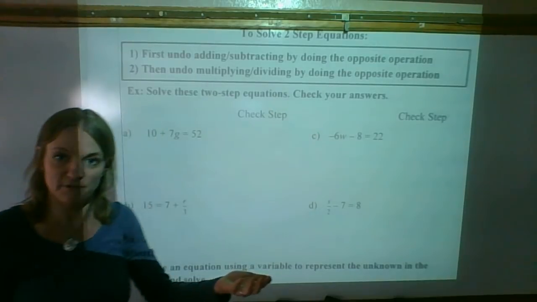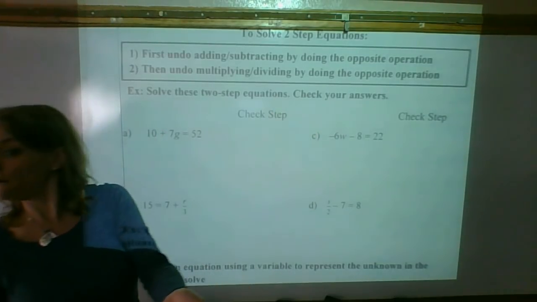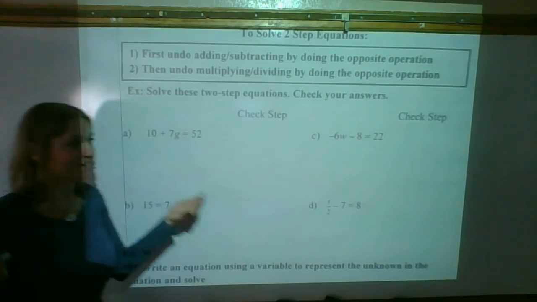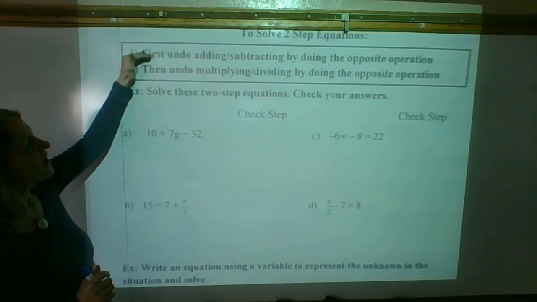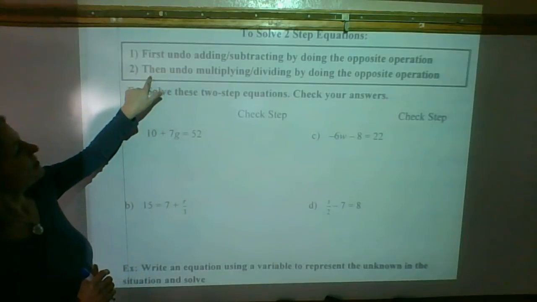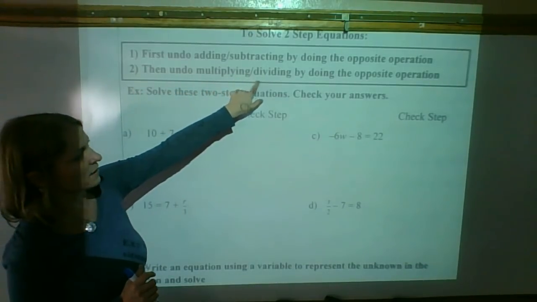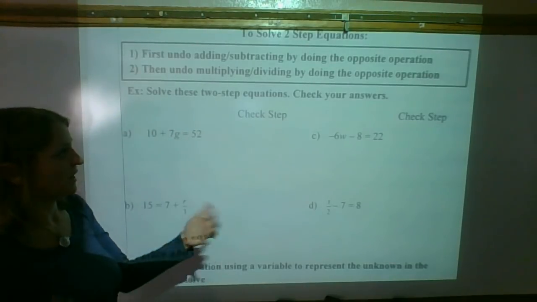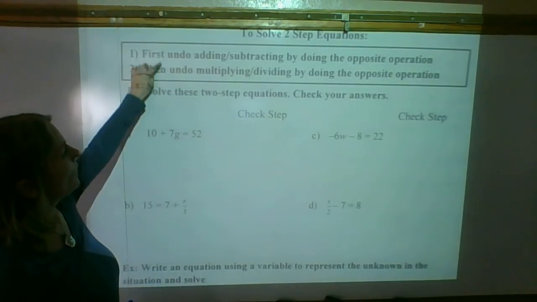So the opposite of adding would be what, class? Subtract. Yes, and the opposite of subtracting would be? Add. Perfect, okay. Then after you undo your adding and subtracting, you undo your multiplying and dividing, again doing the opposite. So the opposite of multiplying would be? Divide. Dividing. Okay.